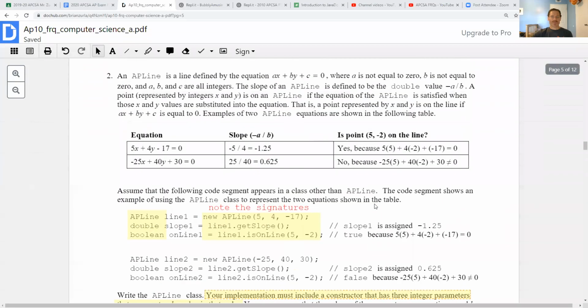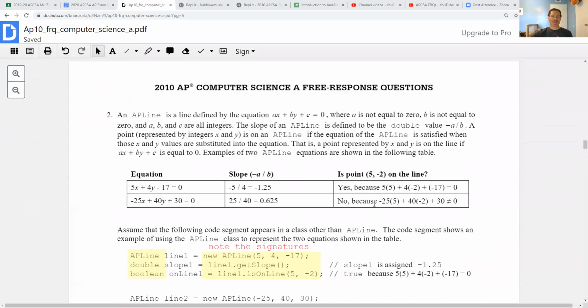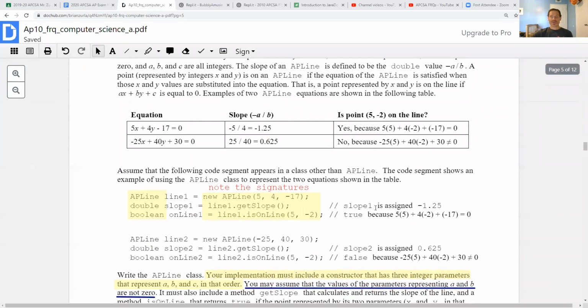Kids in 2010 didn't just get an easy question number one, they got an easy question number two. So you might even remember we did this. This was the first AP question I ever showed you guys in class, and I think I even told you it's probably one of the easiest questions ever.